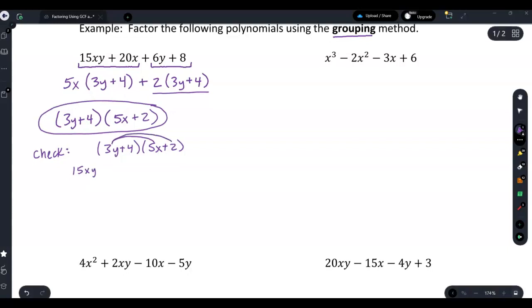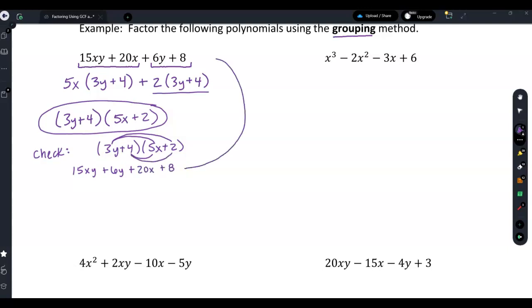And 3y times 2 would be positive 6y. And then I'm going to take, so I did 3y times everything in the second parentheses, so let me take 4 times everything in the second parentheses. So 4 times 5x would be 20x, and 4 times 2 would be 8.